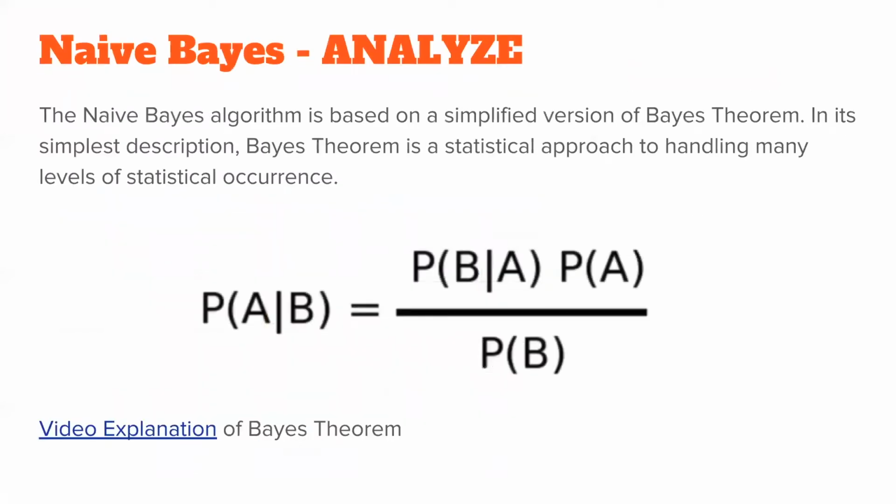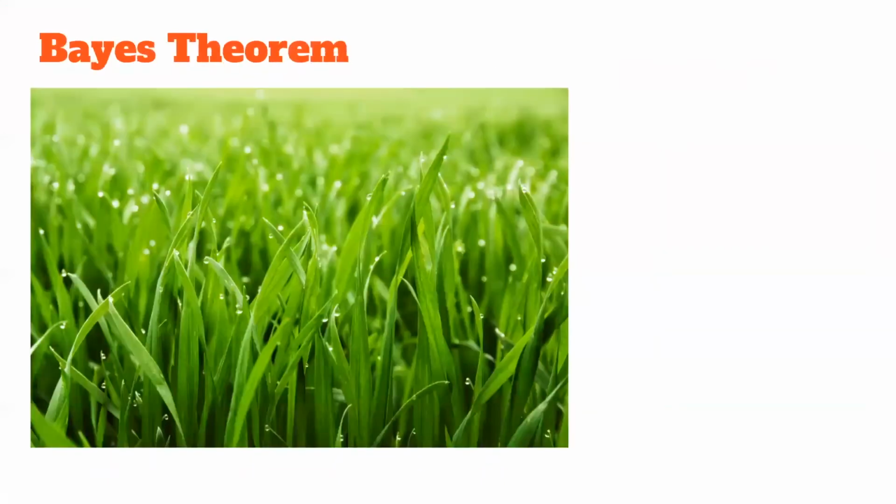So naive Bayes algorithm is based on a simplified version of Bayes' theorem. In its simplest description, Bayes' theorem is a statistical approach to handling many levels of statistical occurrence. So kind of a way to explain this is you go outside and the grass is wet.